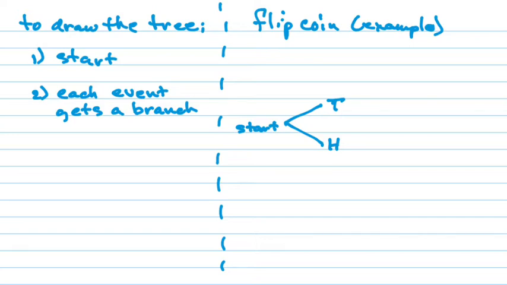Now, what if I had been rolling a die? How many different possibilities are there? 6. So how many branches would I have? 6 branches. Everything gets a branch.